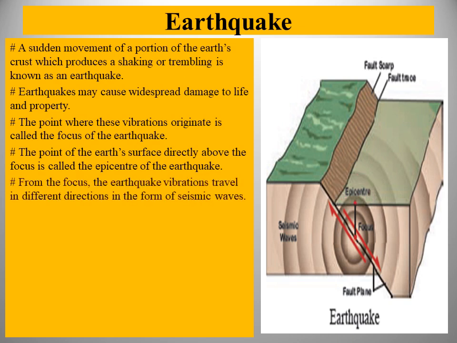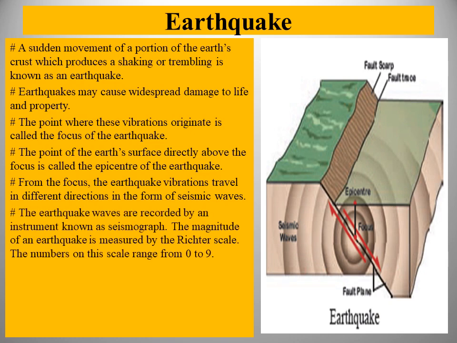From the focus, the earthquake vibrations travel in different directions in the form of seismic waves. When the surrounding areas shake, that is what we call seismic waves. The earthquake waves are recorded by an instrument known as a seismograph. The magnitude of an earthquake is measured by the Richter scale. The numbers on the scale range from 0 to 9.